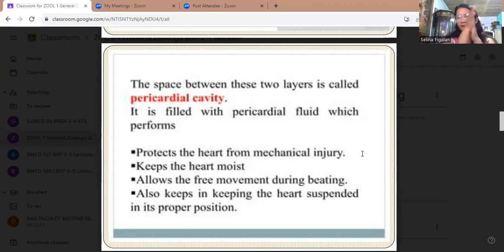If you rub that, it produces a heat. Pag walang fluids yan na nasa gitna, it produces a heat. So it is not good. Allows the free movement during beating. So pag nagbi-beat, that is the function of your pericardium.